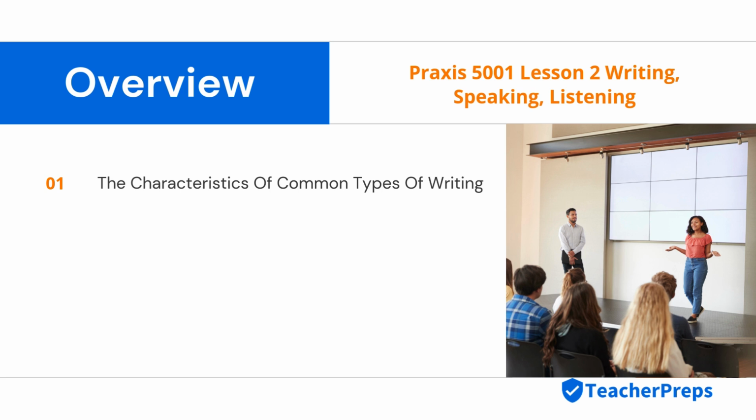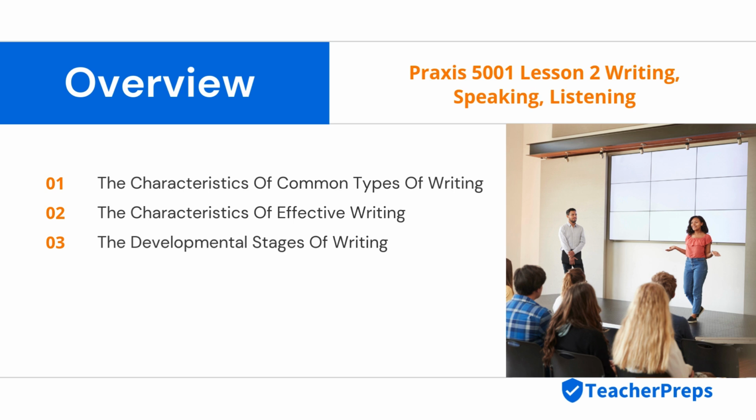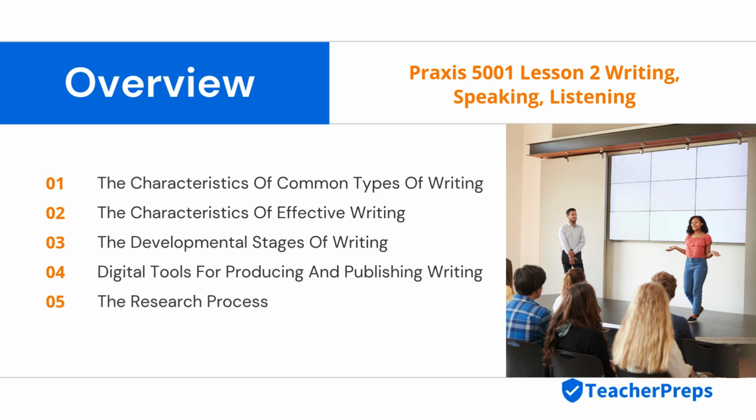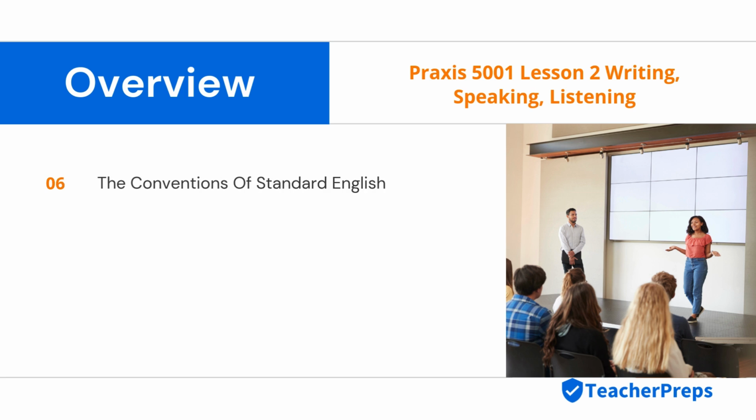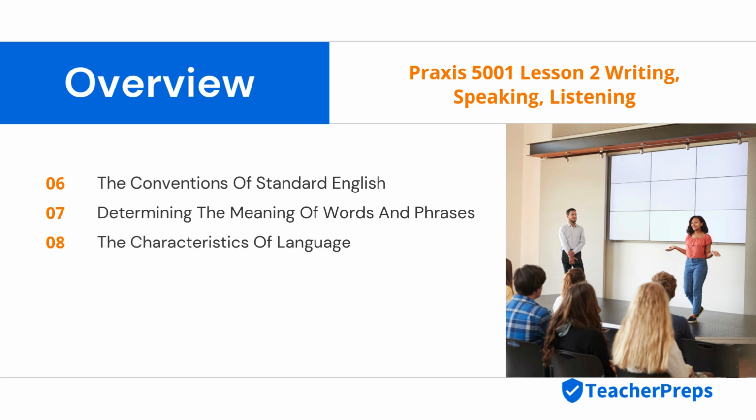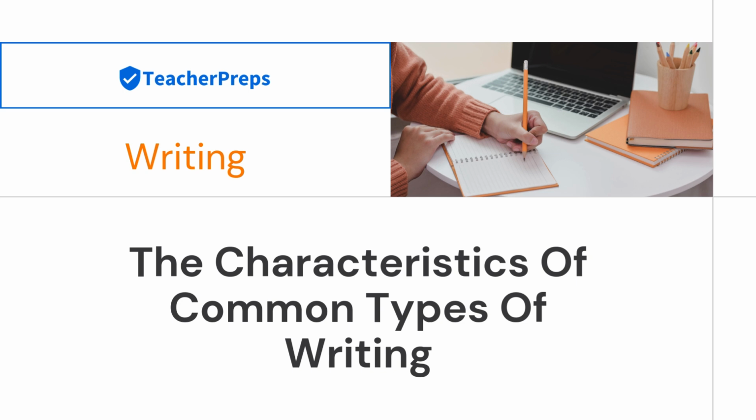By the end of this lesson, you will have a firm grasp for the characteristics of common types of writing, the characteristics of effective writing, the developmental stages of writing, digital tools for producing and publishing writing, the research process, the conventions of standard English, determining the meaning of words and phrases, the characteristics of language, and now, without further ado, let's jump straight into this lesson.